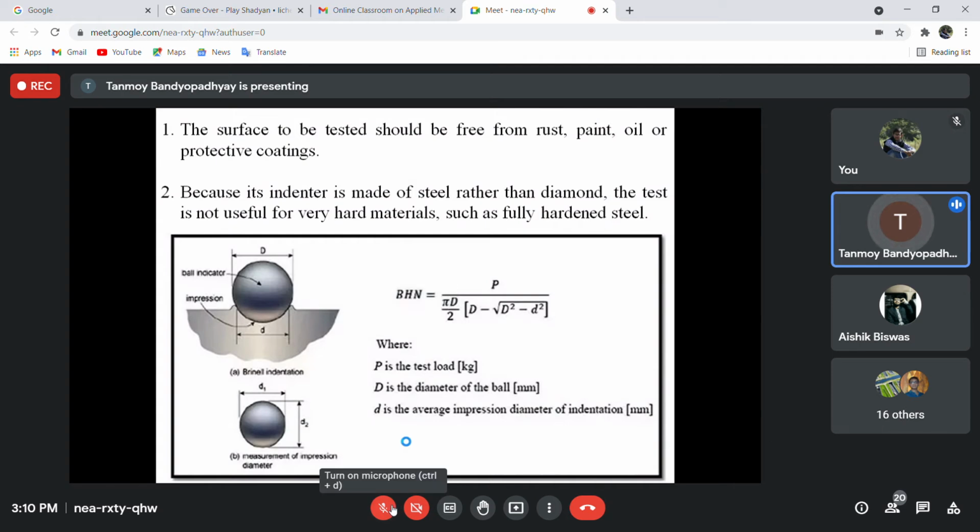In this case, since we are using a steel ball, it is not used for very hard materials. For very hard materials like fully hardened steel, we have to go for either diamond or carbide indenters. So this is something that has to be used for medium hardness material.